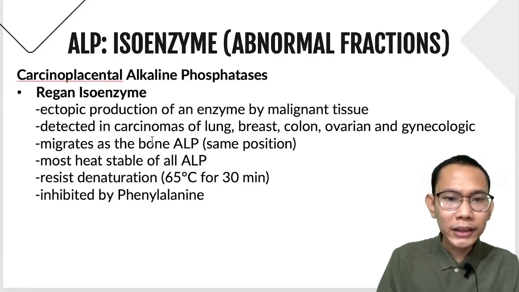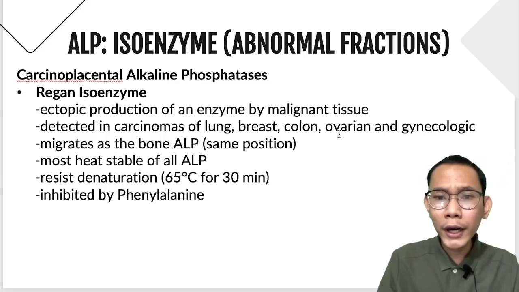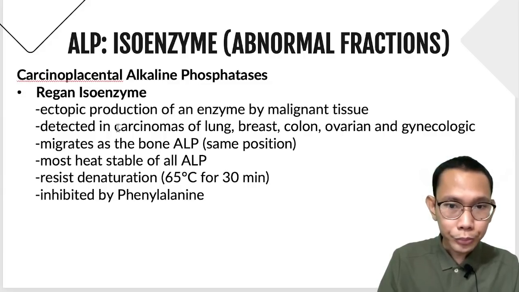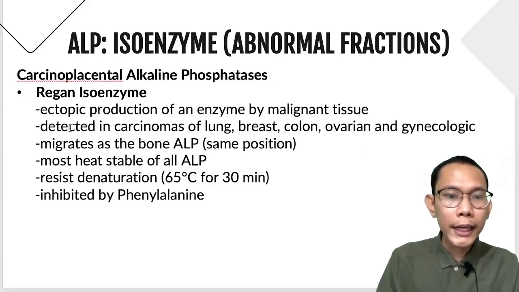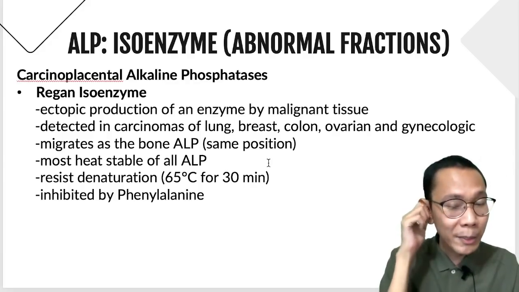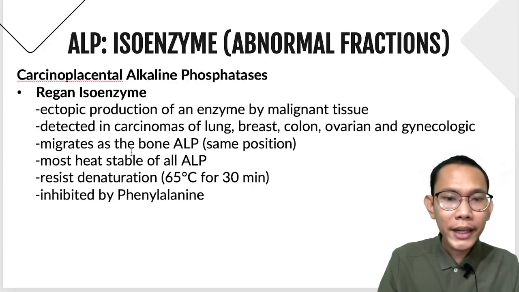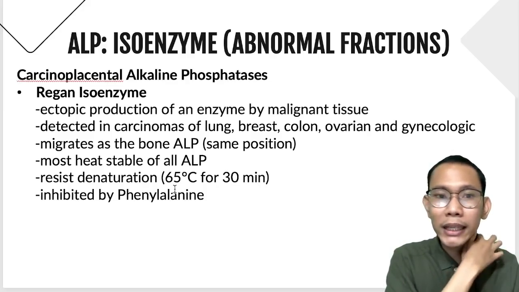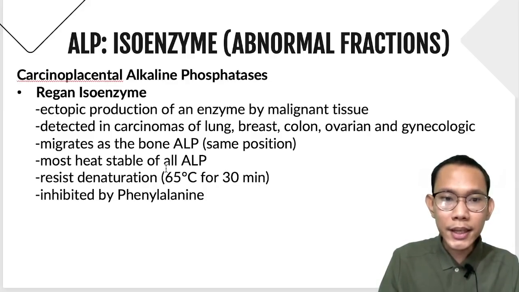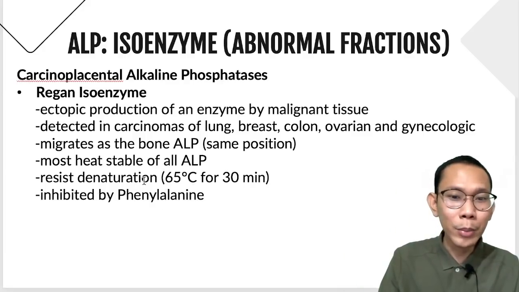So, it can be detected in the carcinomas of your lung, breast, colon, ovarian, and other gynecologic cancers. It migrates as the bone ALP, same position. Remember ha, your Regan isoenzyme will migrate similar to your bone ALP. Most heat stable of your ALP and it resists denaturation, which is 65 degrees for 30 minutes. Again, it will be inhibited by your phenylalanine. So, kindly take note these different characteristics. Usually, daragin na mag-gawas-gawas ang mga questions na maglibog mo kung inhibited ba ito sa phenylalanine, appeal ba siya, or dili. So, you have to take note their specific characteristics.